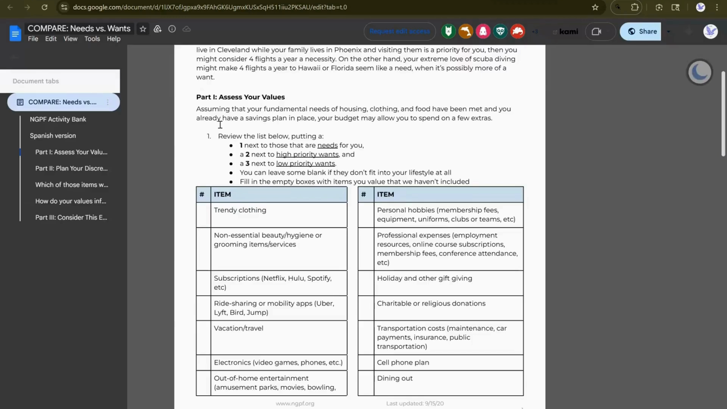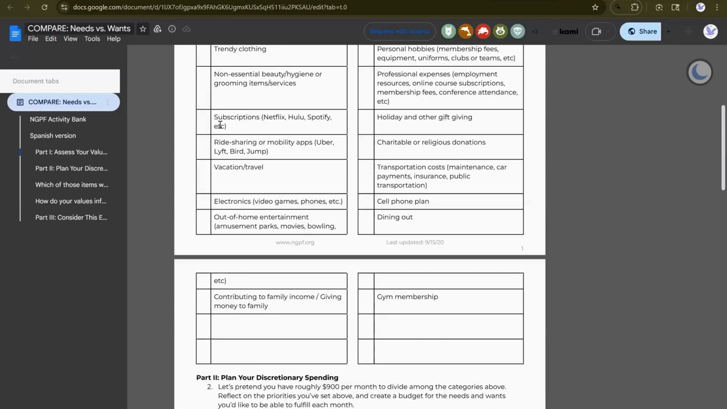By the way, if you guys can't seem to come up with the same number, put a dash for it, like we're doing. We split on one of them, but so far we're pretty much the same. Now, let's pretend you roughly have $900 per month to divide among the categories above. Reflect on the priorities you've set above and create a budget for the needs and wants that you'll be able to fulfill each month.